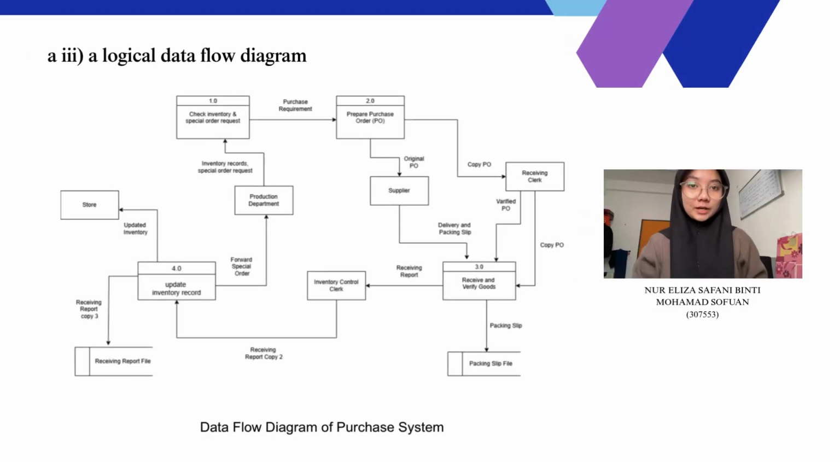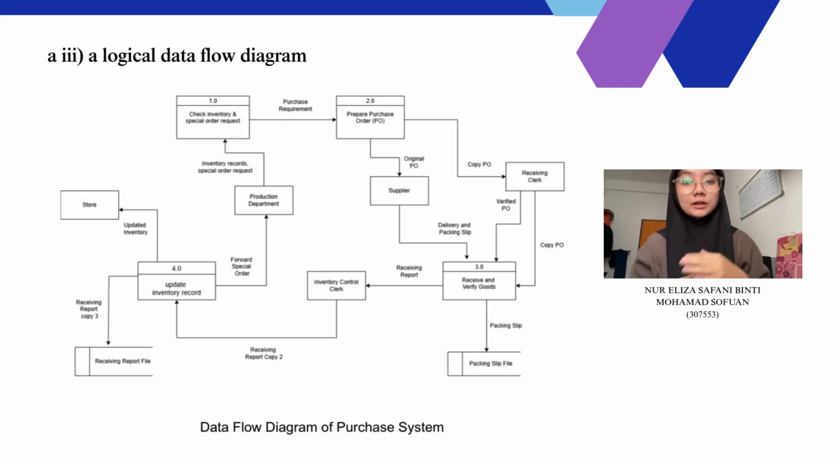So good day everyone. Today I will be explaining this data flow diagram, DFD, of a purchase system. This DFD represents the flow of information and the key processes involved when an organization makes a purchase for its inventory. The diagram helps us to visualize how documents, data, and responsibilities move from one department or entity to another.